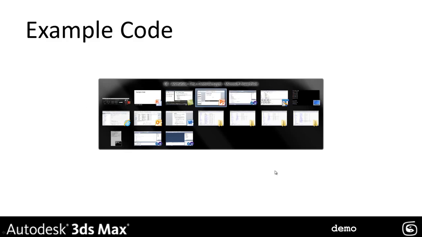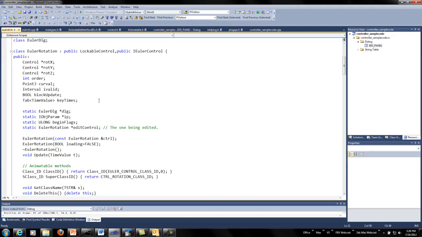Okay, so let's take a look at some example code. So I'm going to switch over to Visual Studio, and you can see that I have some sample code open. This is directly from the SDK samples under the controllers subdirectory, and this is the Euler rotation control. So you can see it derives from lockable control, which is a specialized version of control.